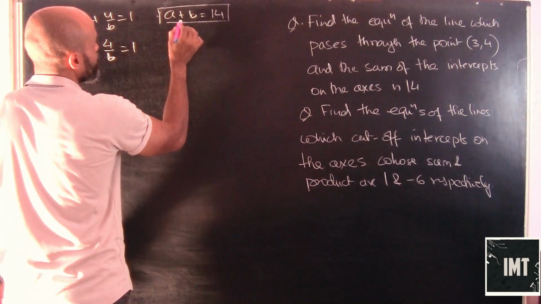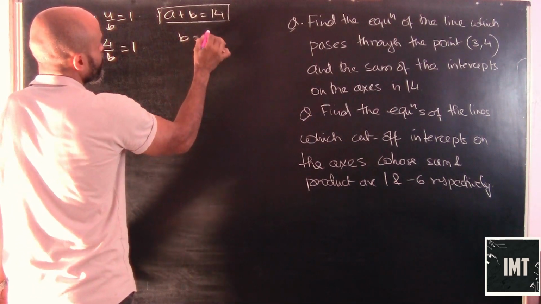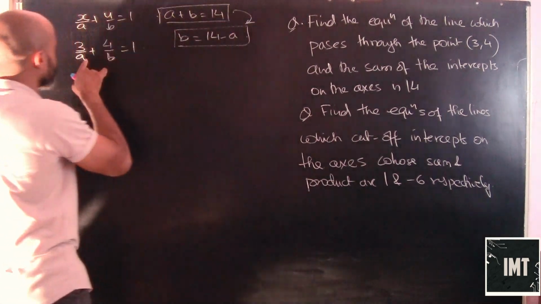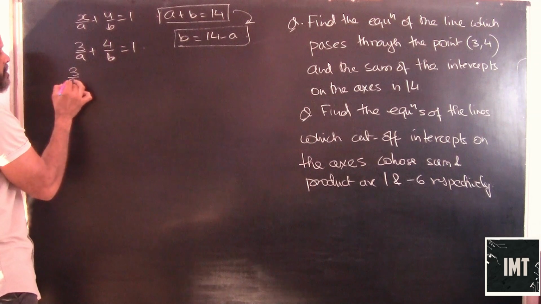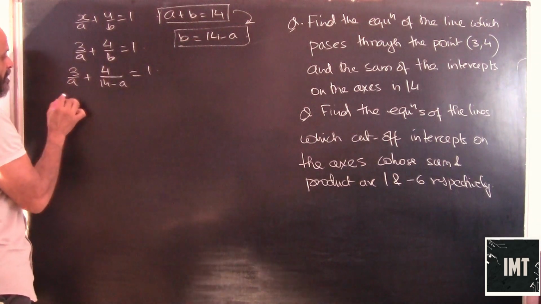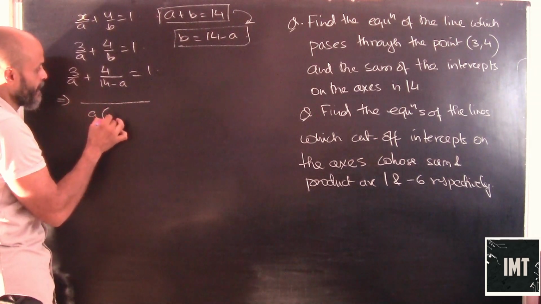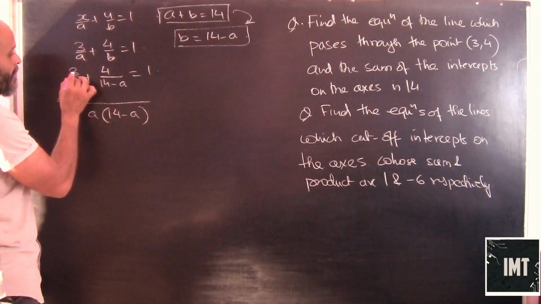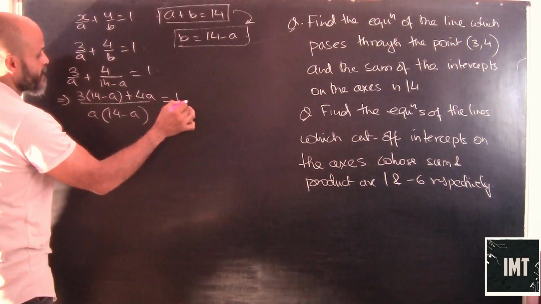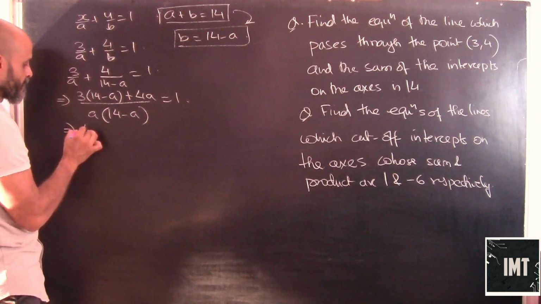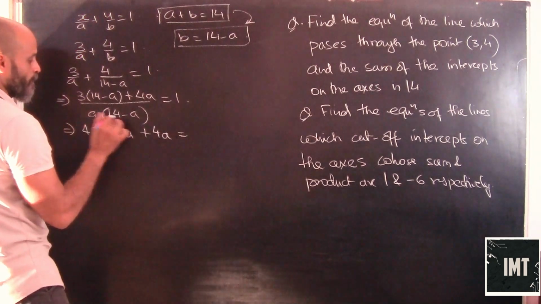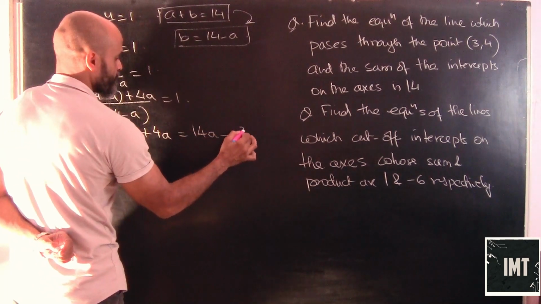Okay, so in this case, let's say we substitute the value of b. B is equal to 14 minus a. From this equation we can get this, and we can substitute this value here, which is 3 by a plus 4 by 14 minus a is equal to 1, which would mean 3 into 14 minus a plus 4 into a is equal to a into 14 minus a, which would mean 14 3s are 42 minus 3a plus 4a is equal to 14a minus a square.